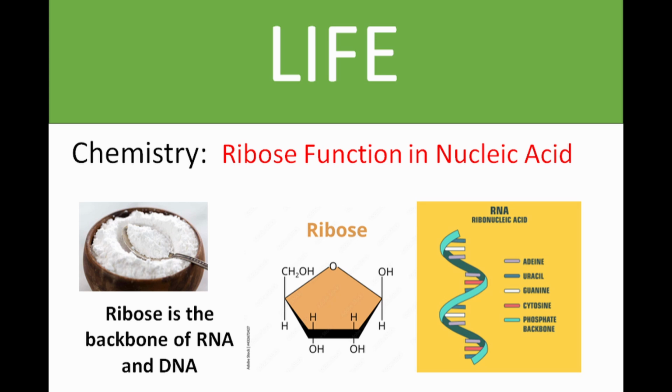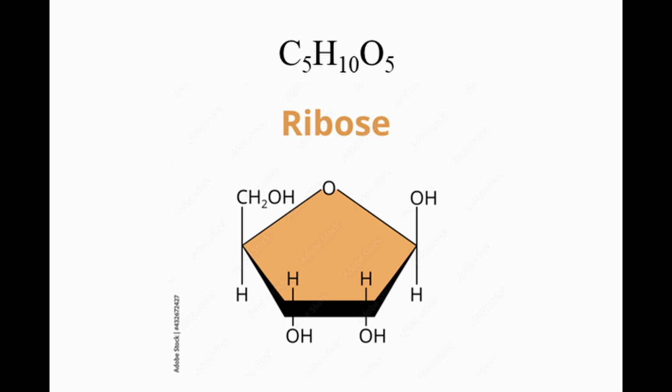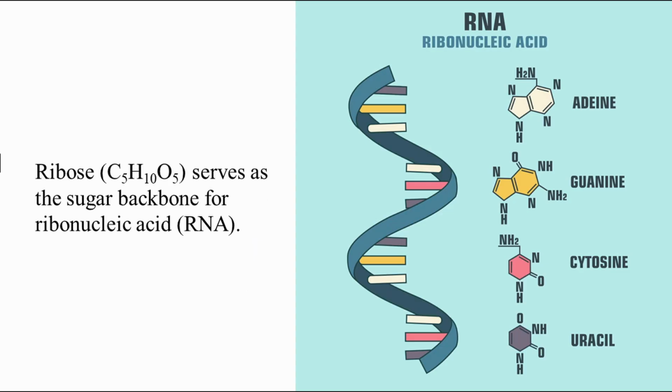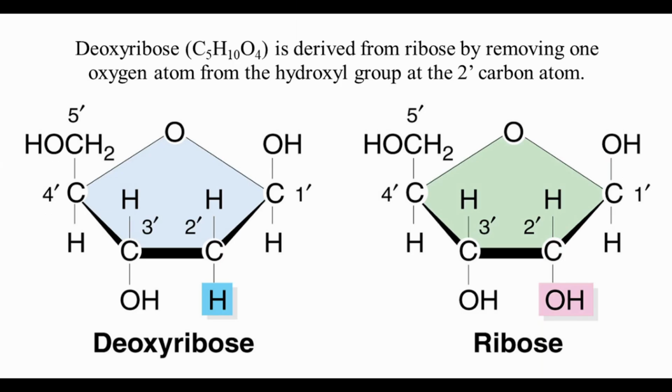In this video, I will discuss ribose sugar and its function in nucleic acids. The most important sugar from the standpoint of genetics is the simple sugar ribose. Ribose, C5H10O5, serves as the sugar backbone for ribonucleic acid, RNA. Deoxy-ribose, C5H10O4, is derived from ribose by removing one oxygen atom from the hydroxyl group at the 2' carbon atom.